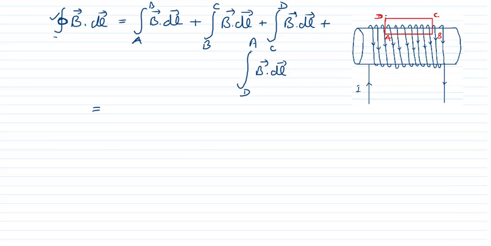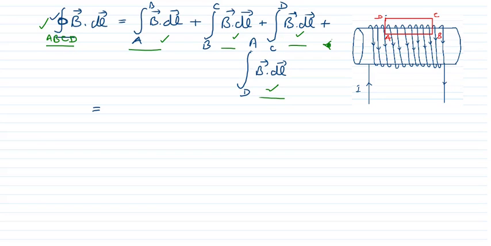Now the closed line integral is equal to the sum of the line integrals, first from A to B, then from B to C, then from C to D, and at last from D to A. So in this way we have completed the loop, and when we add these four integrals, we will get the closed line integral of magnetic field over the closed loop. What is the closed loop? That is A, B, C, D. This is the closed loop.